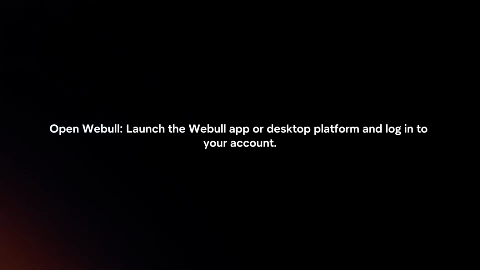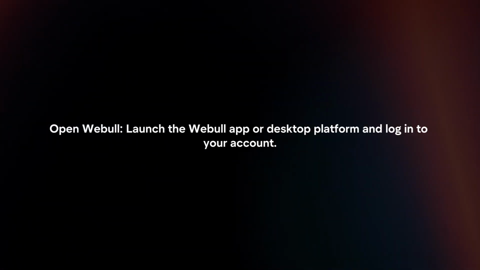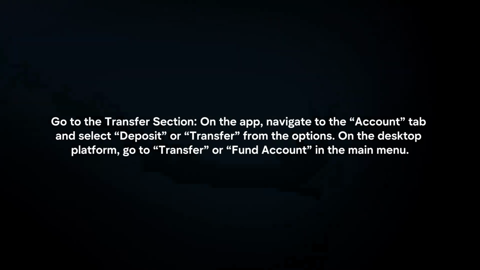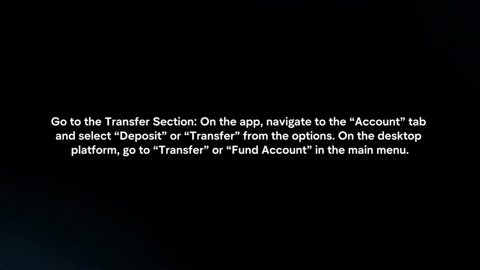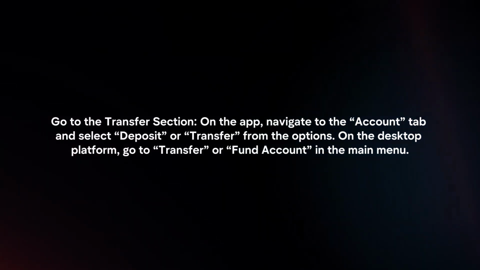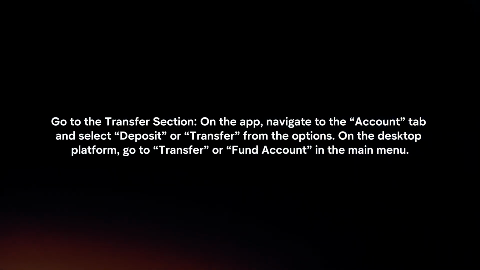Open Webull. Launch the Webull app or desktop platform and log into your account. Go to the Transfer section. On the app, navigate to the Account tab and select Deposit or Transfer from the options. On the desktop platform, go to Transfer or Fund Account in the main menu.